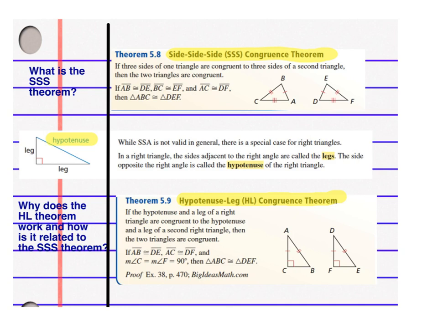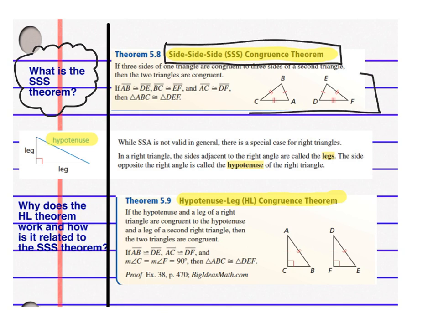Okay, so again, you can summarize. We have a question: what is the side-side-side theorem? Basically I would draw the picture. It's basically if you know that all three sets of sides in two triangles are congruent, if all three sets of corresponding parts are congruent, then you can say the triangles are congruent.